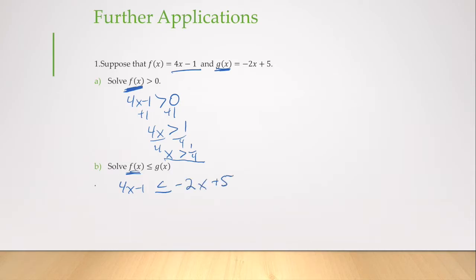So let's combine like terms. I'm going to add 2x to both sides, add 1 to both sides. I want to get my constants all on one side, and I like my x's lonely. So let's go ahead and divide both sides by 6. x is less than or equal to 1. So as long as x is less than or equal to 1, my function's y values for f of x are less than or equal to that of g of x.